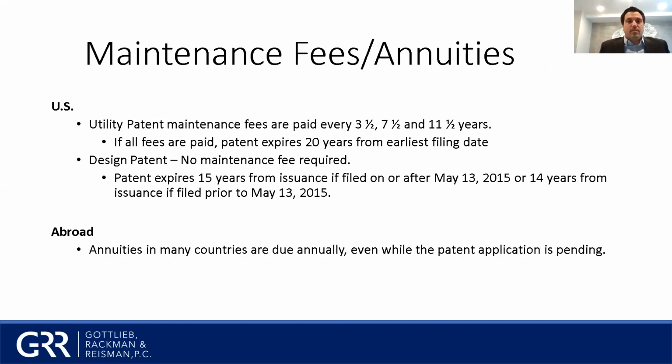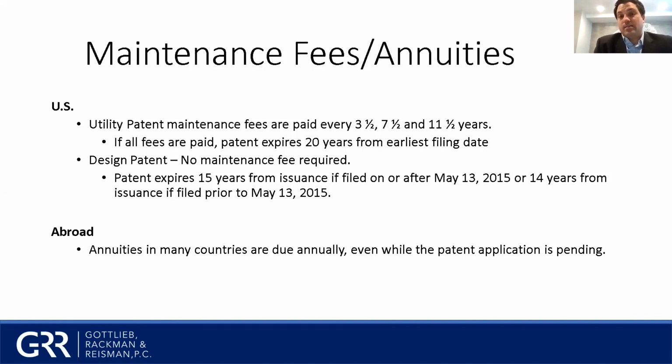So for maintenance fees and annuities, the difference between the US and outside the US is that with design patents, there's absolutely no maintenance fees. You essentially pay an issue fee once you get a notice of allowance, and the patents expire 15 years from the date of issuance for any patent application filed after May 13th of 2015. If it was before that, then you get a patent for 14 years.